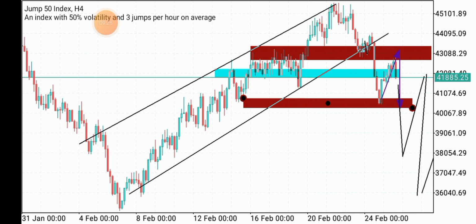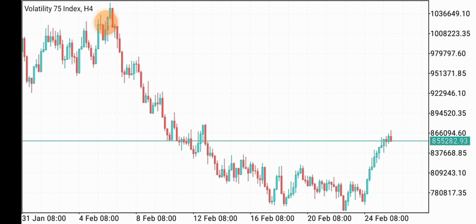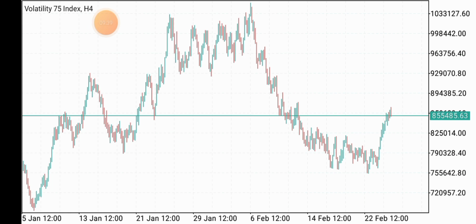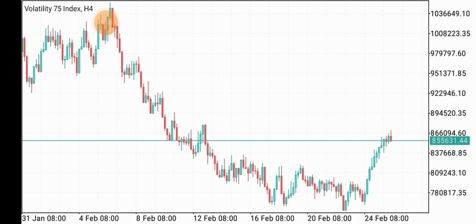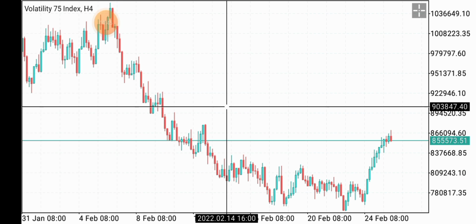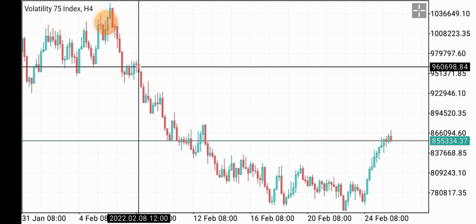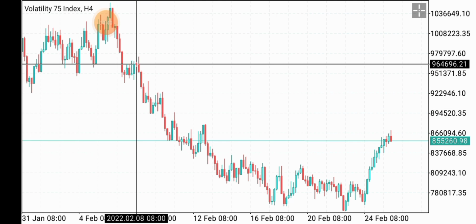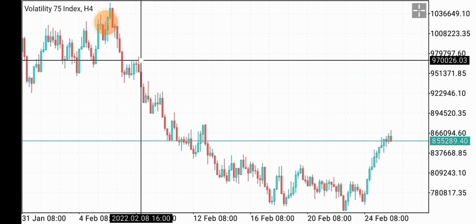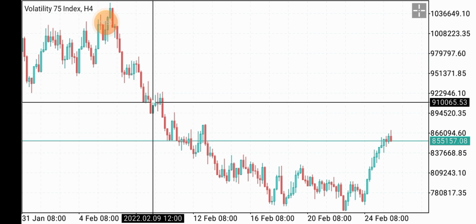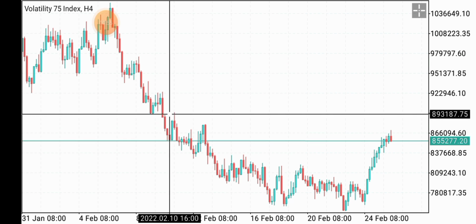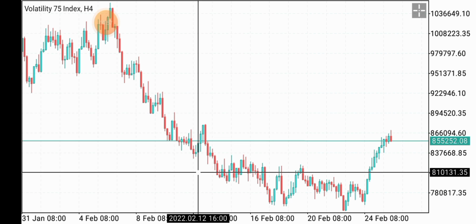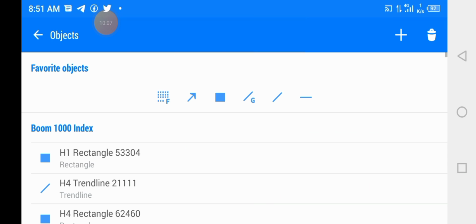So let's go to Volatility 75. For Volatility 75, it's clear from here that price was equally in a downtrend. This is a downtrend. You see price here forming lower highs, lower lows, lower highs, lower lows, lower highs, lower lows, lower highs, lower lows. Let me mark it out so that you can see, guys.